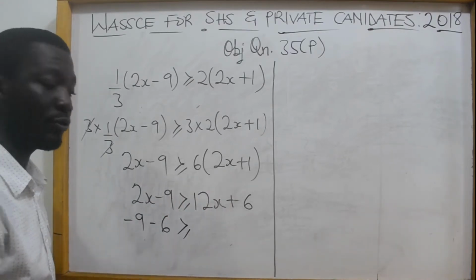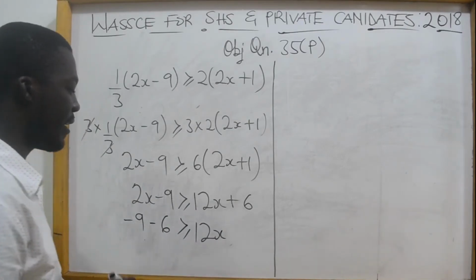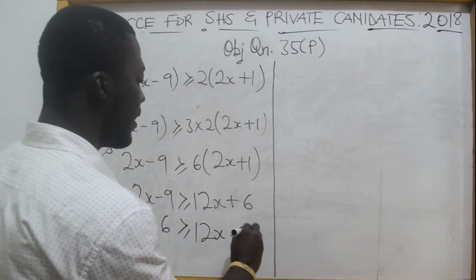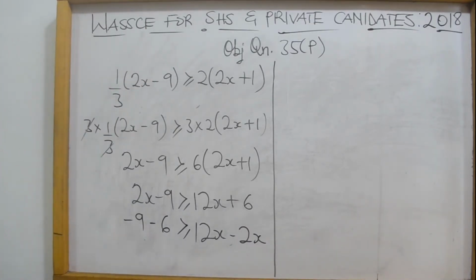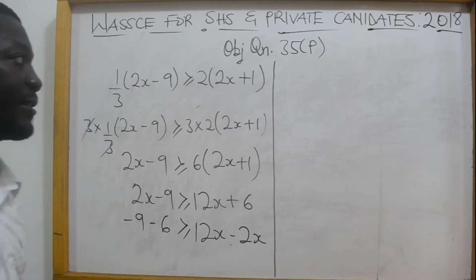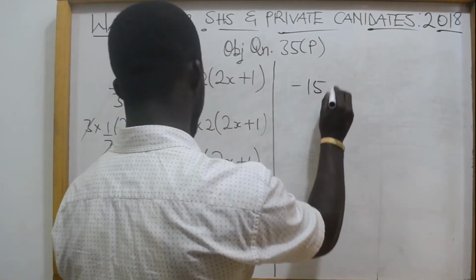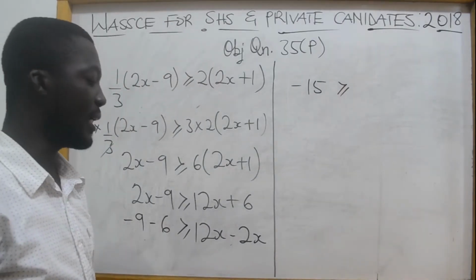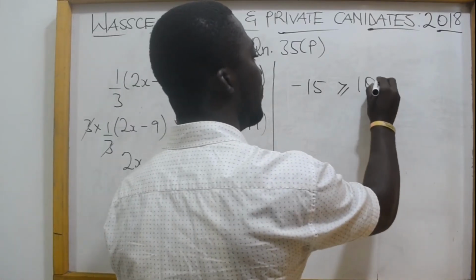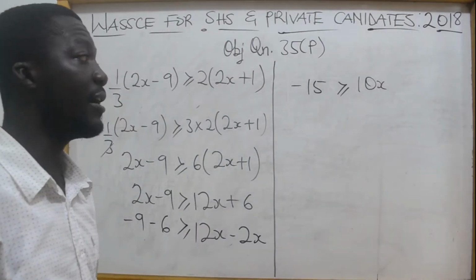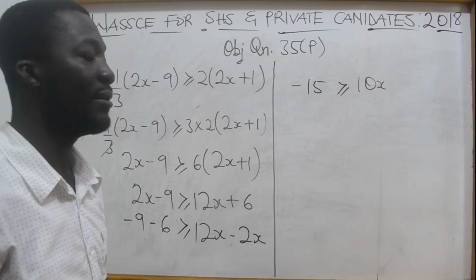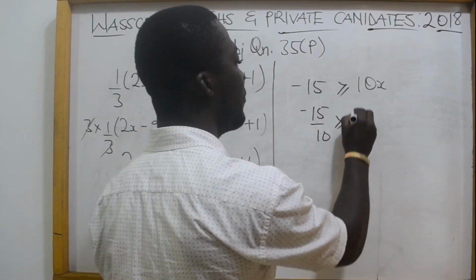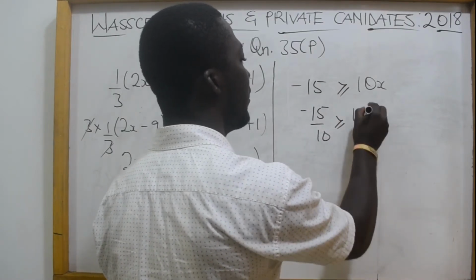It's greater or equal to, we have 12x already there. There is positive 2x, to the right hand side becomes negative, so minus 2x. The negative 9 minus 6 is negative 15, which is greater or equal to 12x minus 2x is 10x. So to get a final value for x, we have to divide both sides of the equation by 10, which gives negative 15 over 10 greater or equal to 10x over 10.